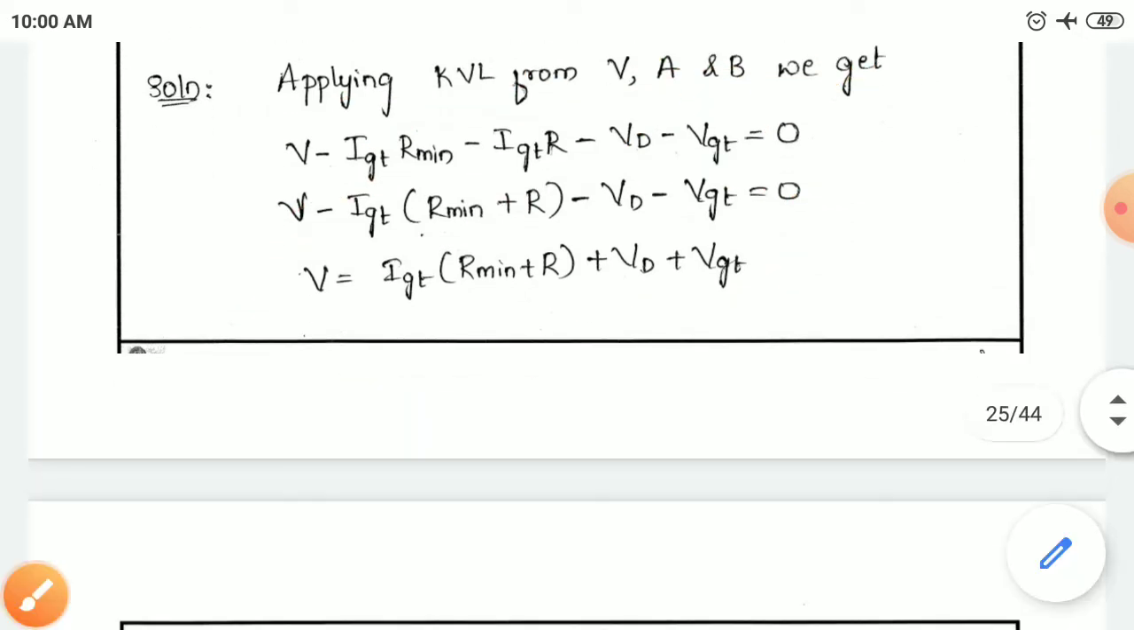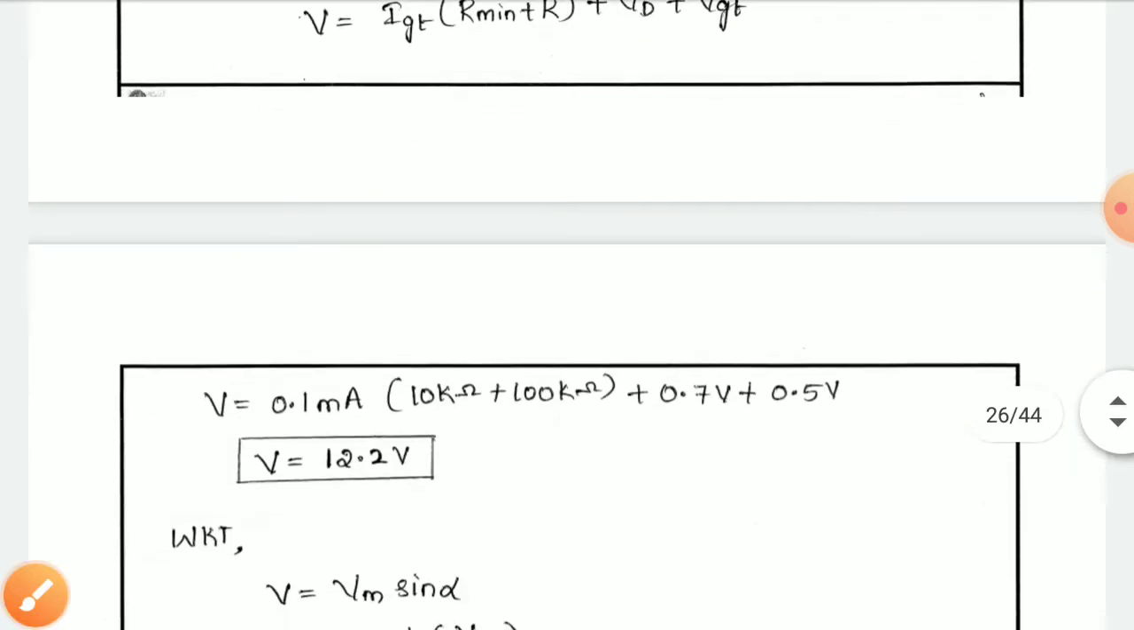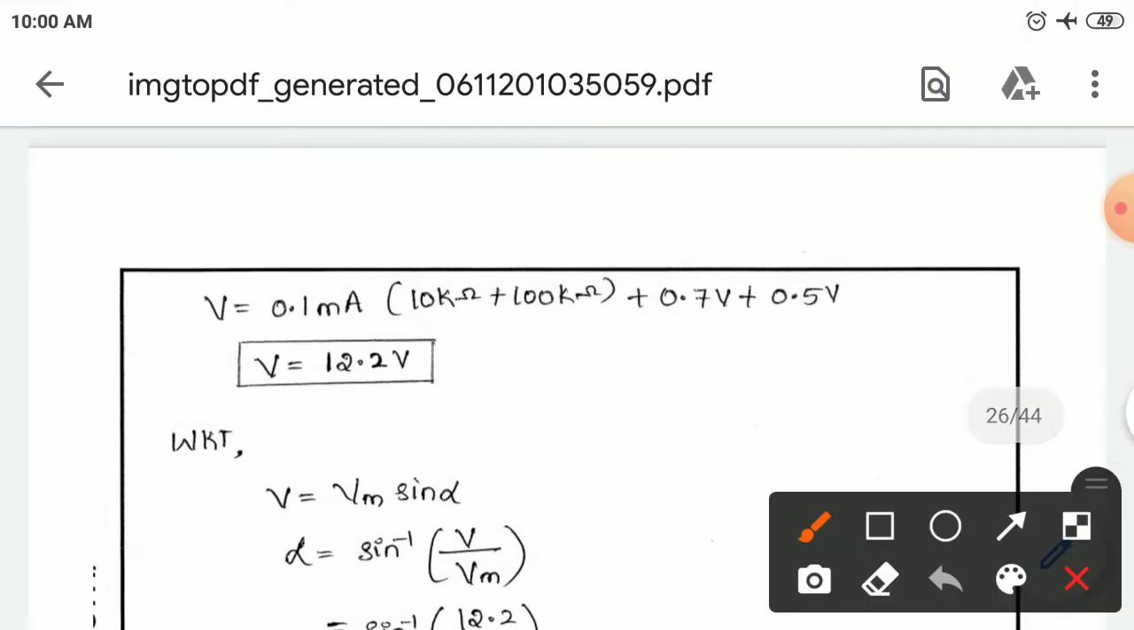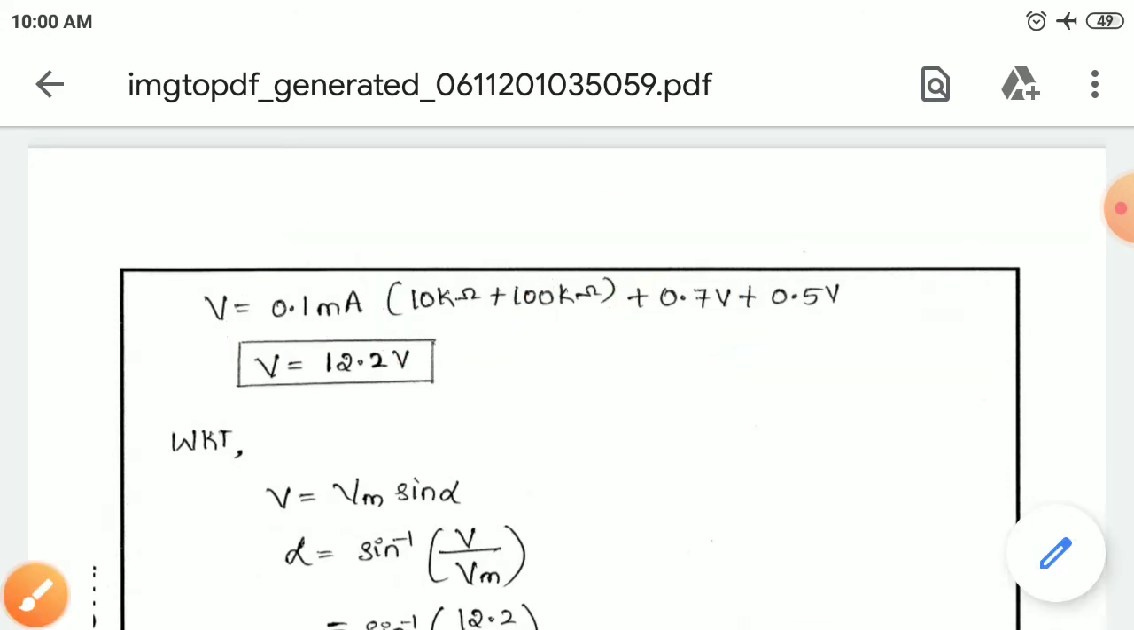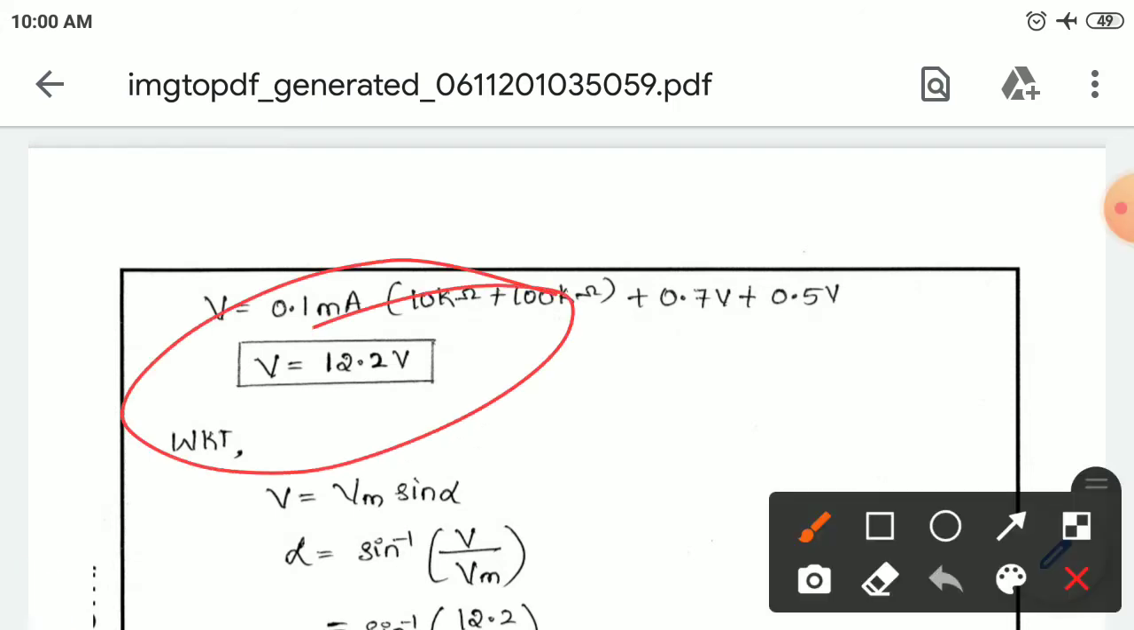So V is equal to IGT times (R minimum plus R) plus VD plus VGT. Substitute all the values: the R minimum value, the IGT value, R minimum plus R, then VD and VGT. You calculate, so V is equal to 12.2 volts.